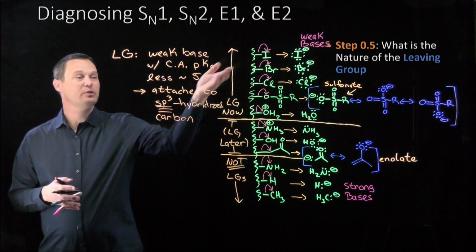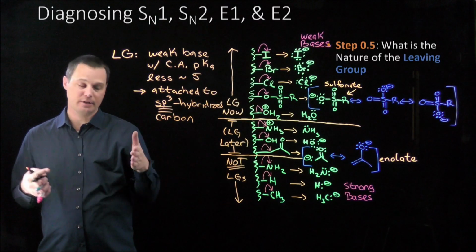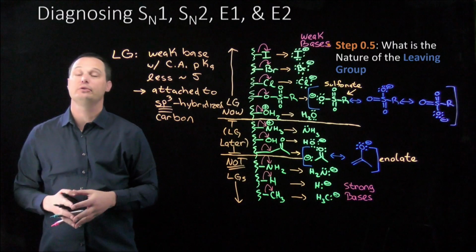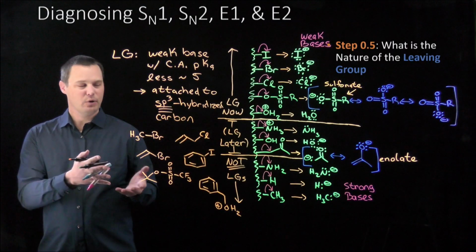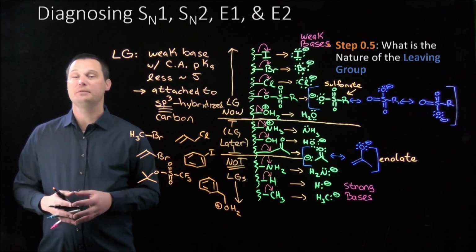If it is a sufficiently weak base and it is attached to an sp3 hybridized carbon, then yes, we can do the substitution and elimination reaction, and we should move on to the next steps to diagnose the other pieces of the puzzle. Let's go through some quick worked examples to see if we can spot competent leaving groups.